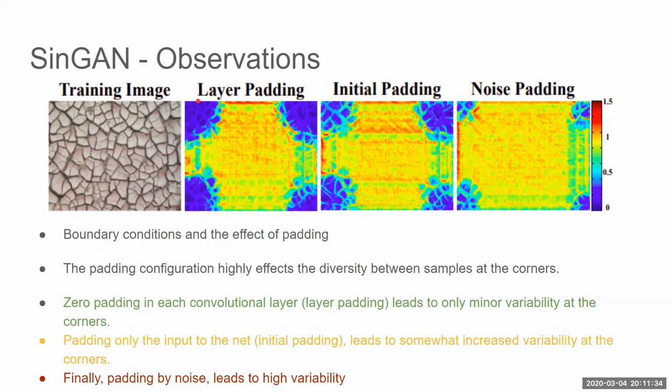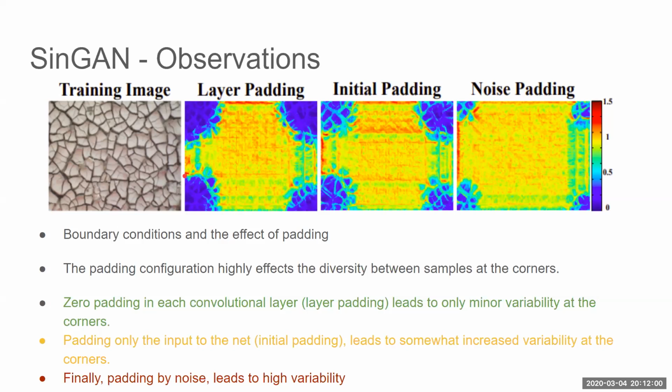So how would the output be impacted if we do some kind of padding? Padding configuration highly affects the diversity between the samples at the corners. They have done three things. First, they have done layer padding. For each convolutional layer, they have done a zero padding to the input that comes to the layer. So in all the layers, they have done zero padding.